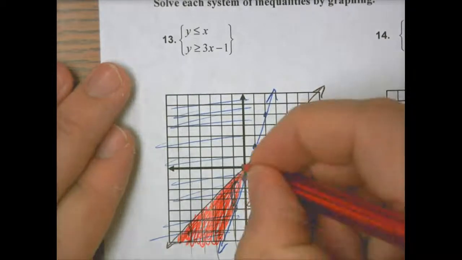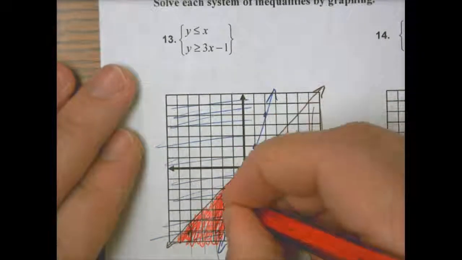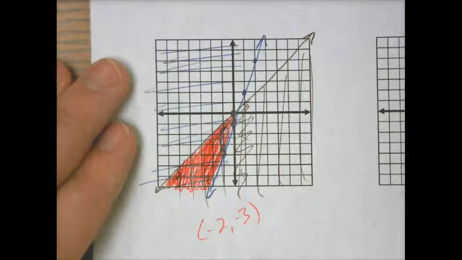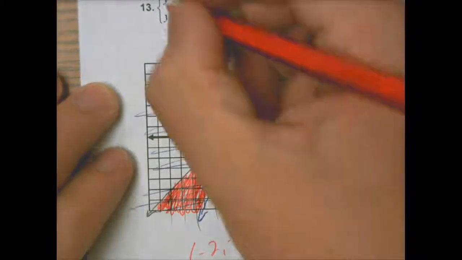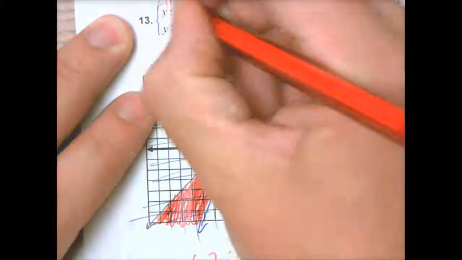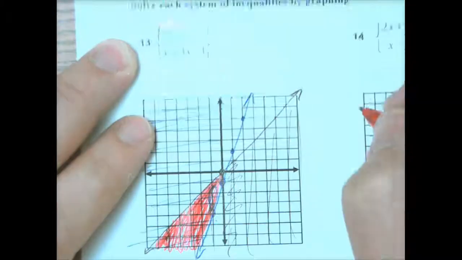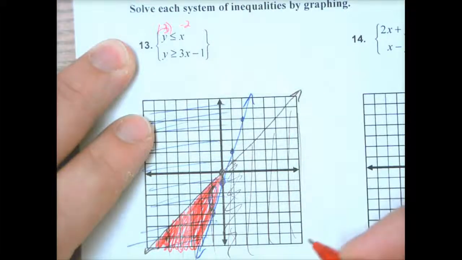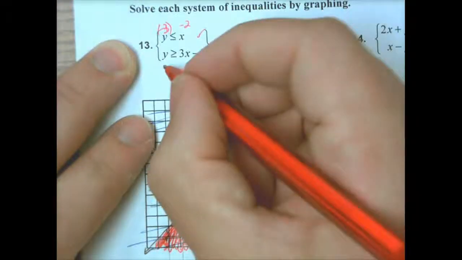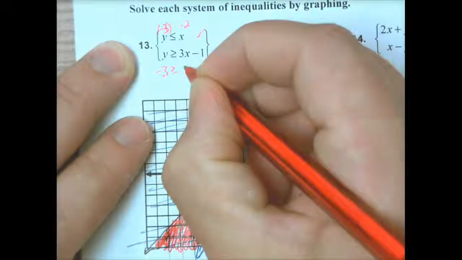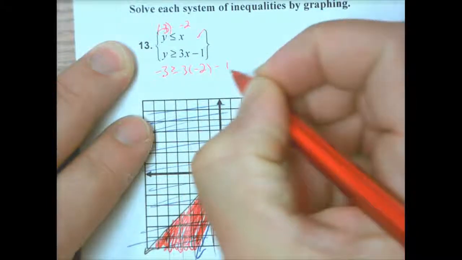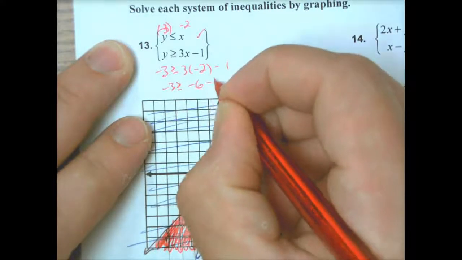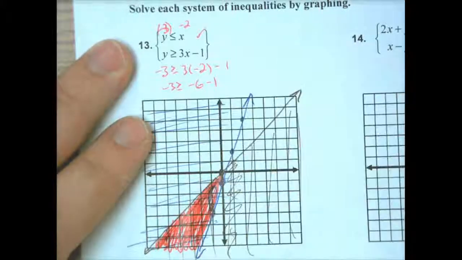So let's see. If I choose -2, -3, I want to see if -2, -3 works in both of those. So I have a y value of -3. Well, if I put in -3, -3 is less than 2, so it's good for that equation. I know it works there. -3 is greater than or equal to 3 times -2 minus 1. That's -3 is greater than or equal to -6 minus 1. That would be -7, so that also works.